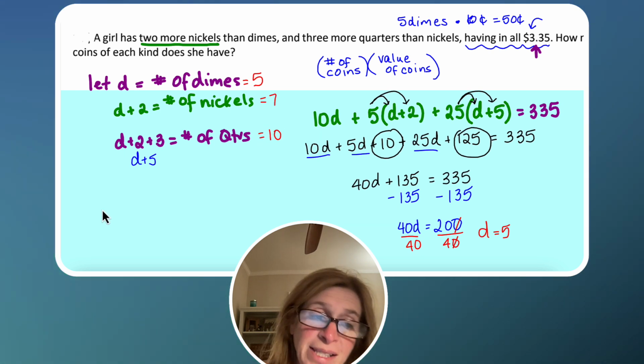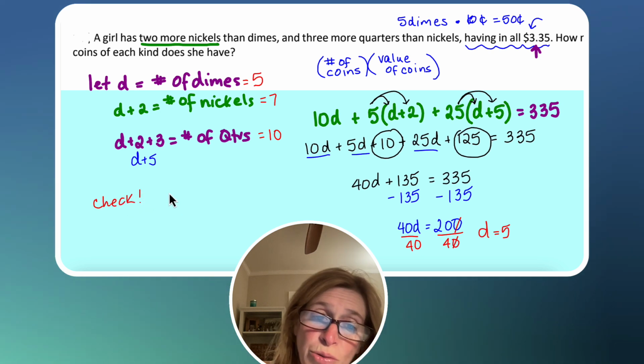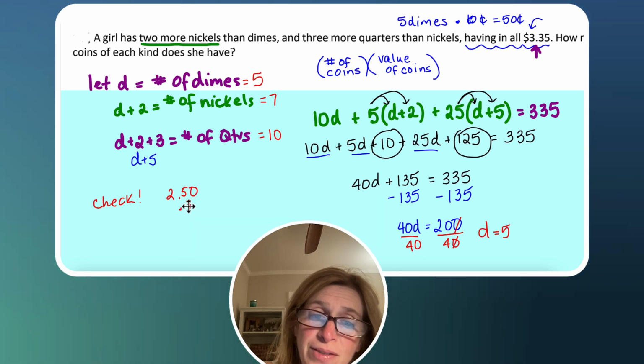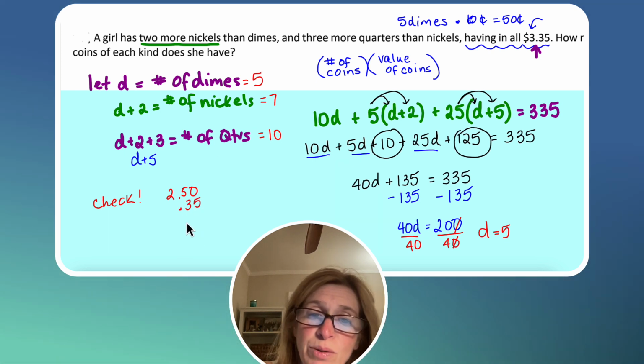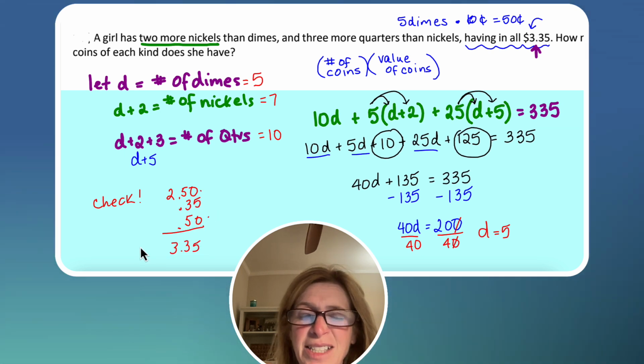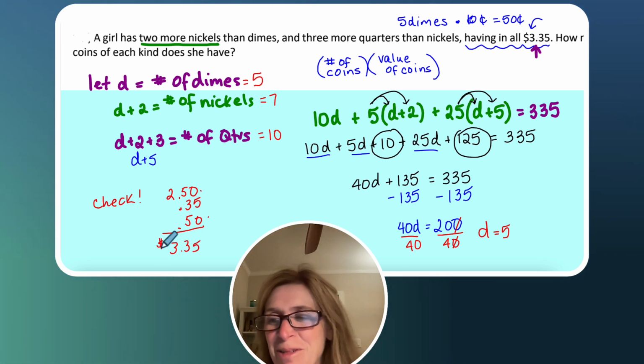All right, I'm going to check myself. So I'm going to check this out. 10 quarters would be $2.50. 7 nickels would be 35 cents. 5 dimes would be 50 cents. So $2.50 and 50 cents would give me $3, and then $3.35. That's the great thing about algebraic equations. I can always check my answer and see if I was right.